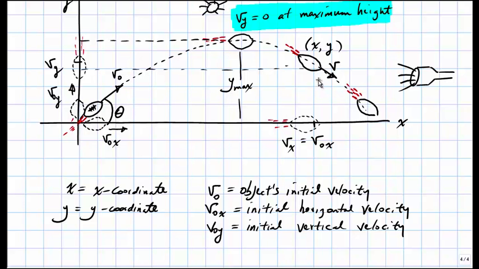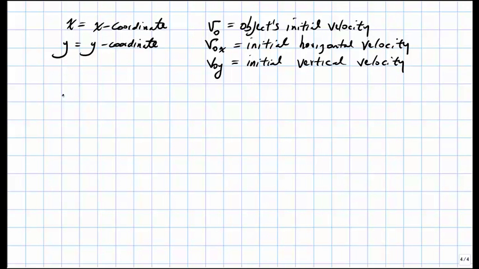Let's now define V, Vx, and Vy. V is defined as the object's final velocity.